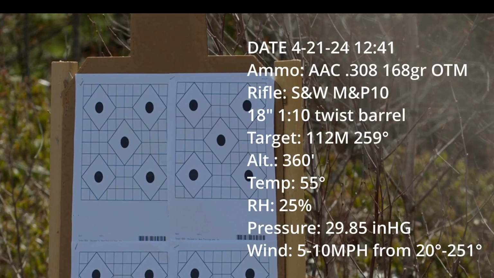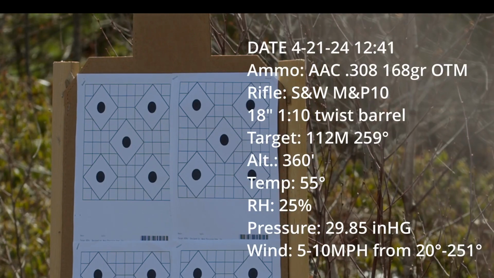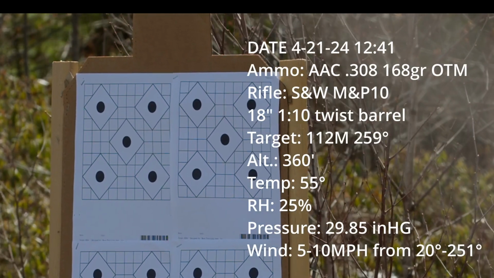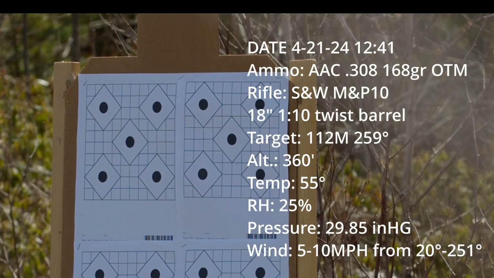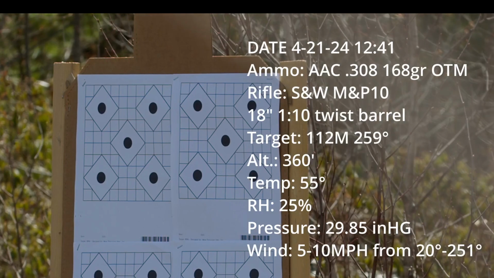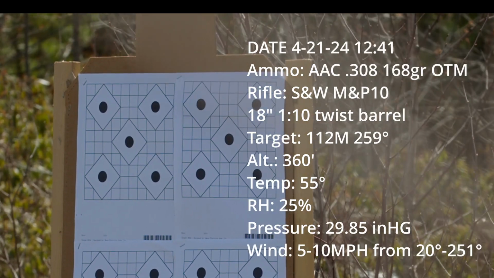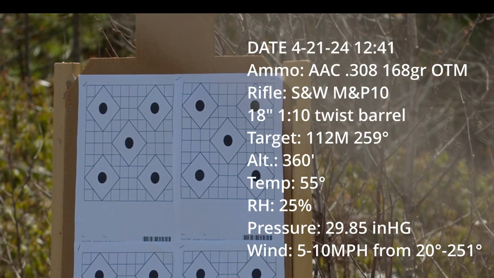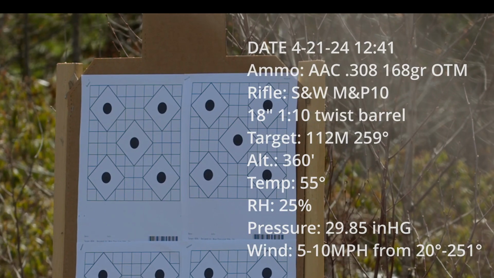The temp was 55 degrees, 25% relative humidity. Barometric pressure was 29.85, and the wind was the wild card, 5 to 10 miles an hour. Sustained gusts of 10 miles an hour, and it was coming from all directions, from 20 degrees to almost directly from the target at 251 degrees.